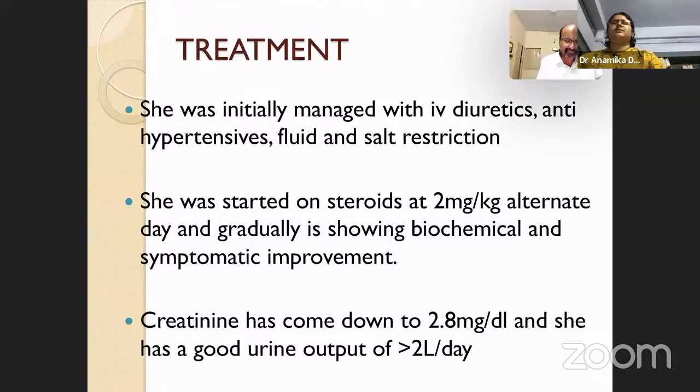So based on this, we kept a differential. We treated her as a recurrent IRGN. We managed her conservatively with IV diuretics, antihypertensives, fluid and salt restriction, with which she symptomatically improved. She was started on steroids at 2 mg per kg alternate day. She's gradually showing biochemical and symptomatic improvement, and she was discharged from the hospital. On her last follow-up, creatinine had come down to 2.8 milligram per deciliter, and she was passing more than 2 liters of urine per day.